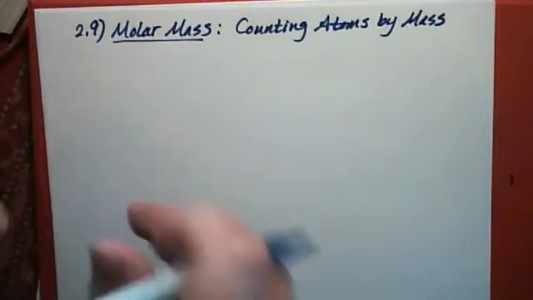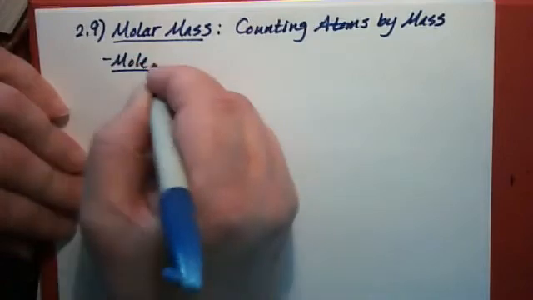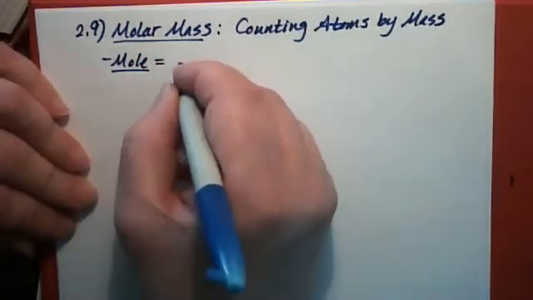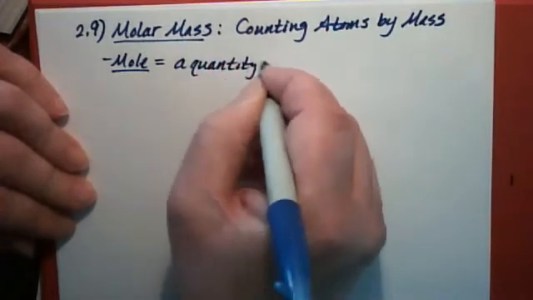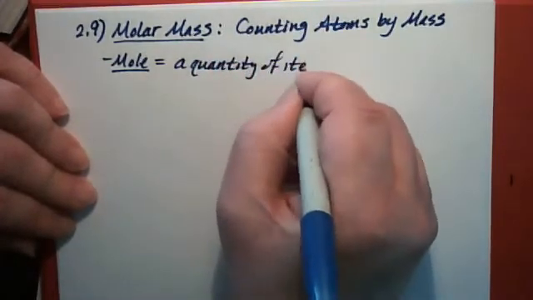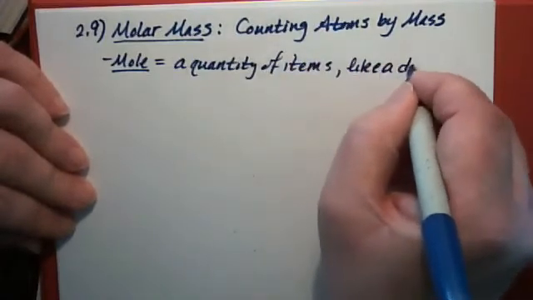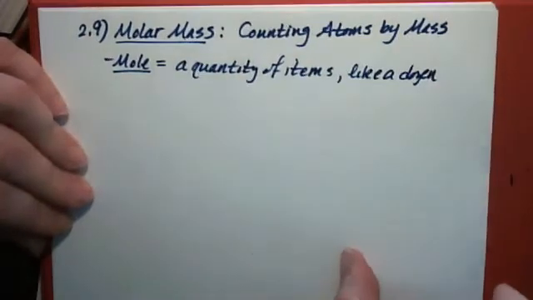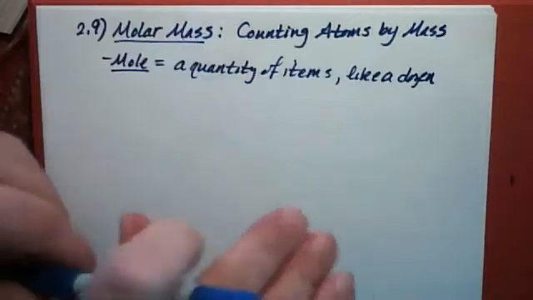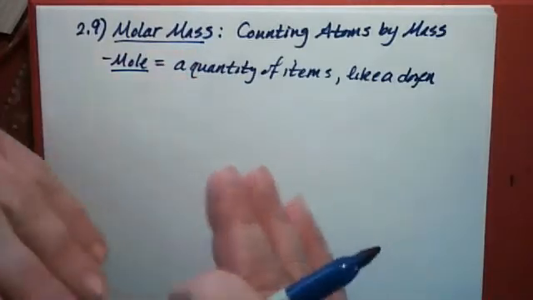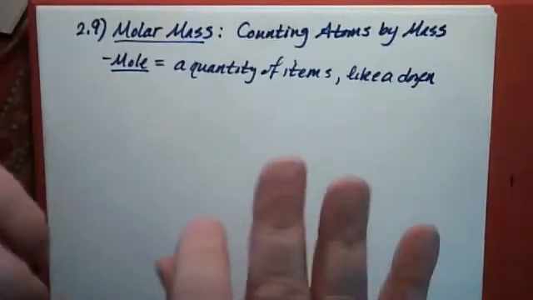That brings us to the concept of the mole. Mole is a funny sounding word, but it's just a quantity of items. In fact, it's often called the chemist's dozen because it's a quantity of items like a dozen. Whenever you have a dozen of something, you have 12 of that item, whatever it happens to be. You could have a dozen of anything.